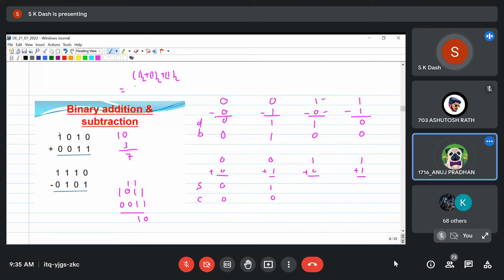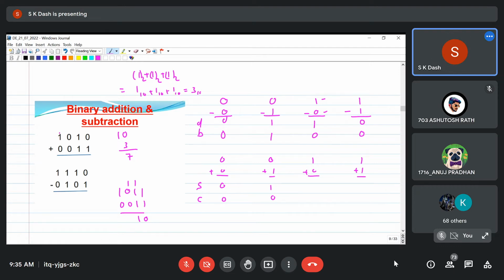Okay, sir, it is the same as decimal only. 1 in decimal, 1 in decimal, 1 in decimal, so it should be 3. 3 means what? 1, 1. That means sum is 1, carry is 1. Okay, sir. Then this will be 1, this will be 1.